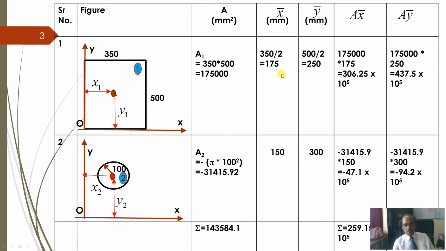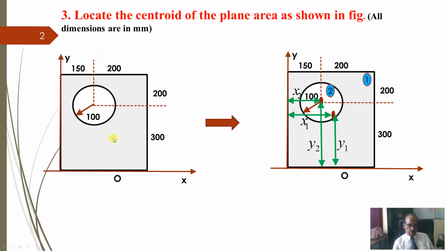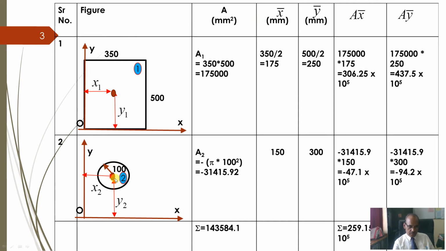You can take A1 x1 right here, A1 y1 right here, and then for the circle, if you remember, this is the circle. What is the y coordinate for this? Circle is symmetrical, the centroid of the circle is its center, so y coordinate will be 300 and x coordinate will be 150. That you should understand. Area of the circle will be pi r square. So x coordinate, as I told, is 150, y coordinate is 300.